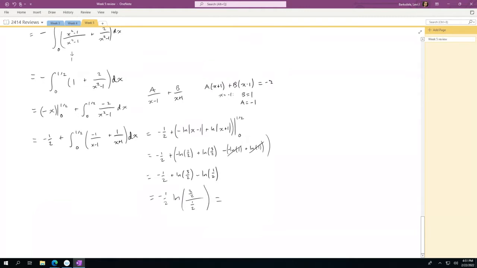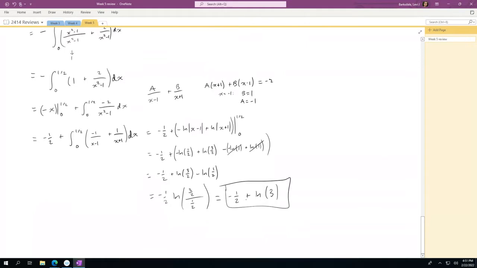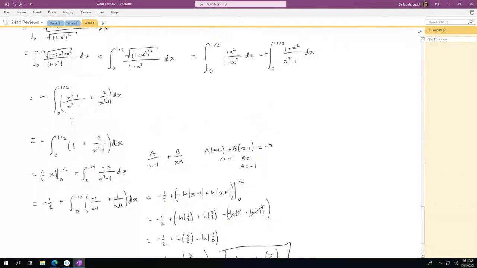Three halves divided by 1/2 is 3. And we're left with 1/2, -1/2 plus the natural log of 3 as our argument. Questions? I get where you got ln of 3, but where'd the -1/2 come from? Like with the plus sign. Right here? Yeah. So this came from our first portion of our integral.